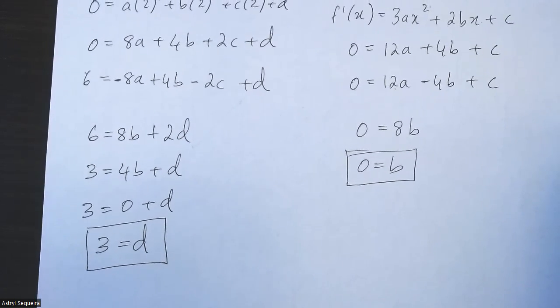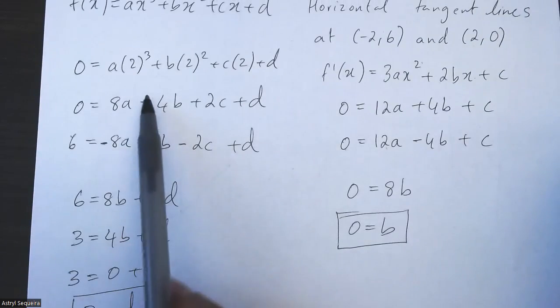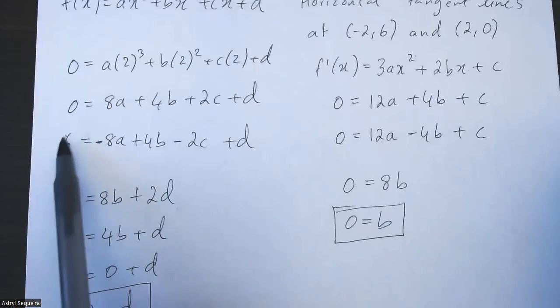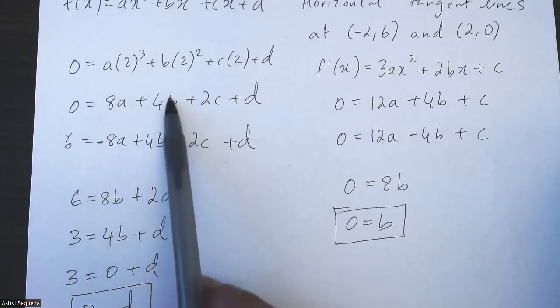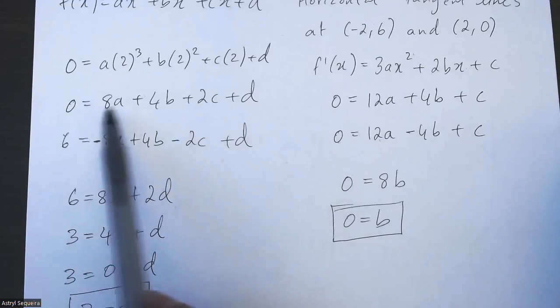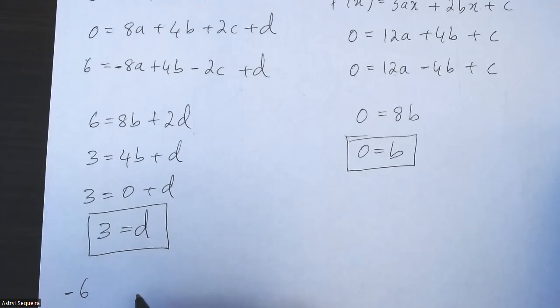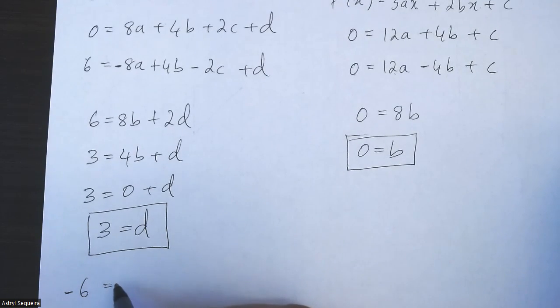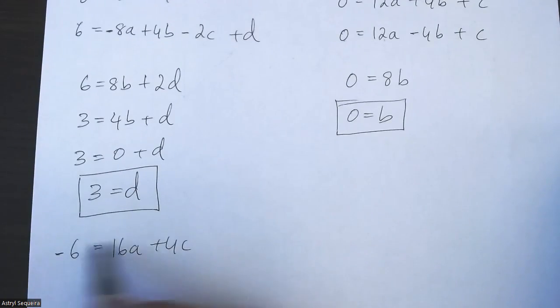I just need to find my a and c values, but there's no a and c in these two equations. So I need to go back to these two over here. And instead of adding, I'm going to subtract these two equations now, because if I subtract them, I'll eliminate the b's and the d's, but I'll be left with the a's and the c's. So let me subtract these two. 0 minus 6 is negative 6. 8a minus negative 8a is 16a. And 2c minus negative 2c is 4c. The b's and d's eliminate. So I have one equation now with a's and c's.